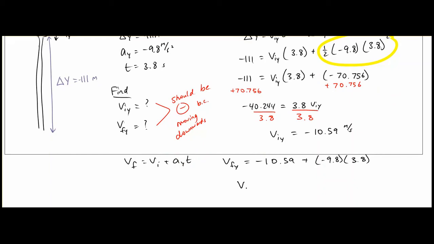And hopefully you get that your final y velocity is negative 47.83 meters per second. And again, that agrees because it's a negative value. My final velocity should be negative.